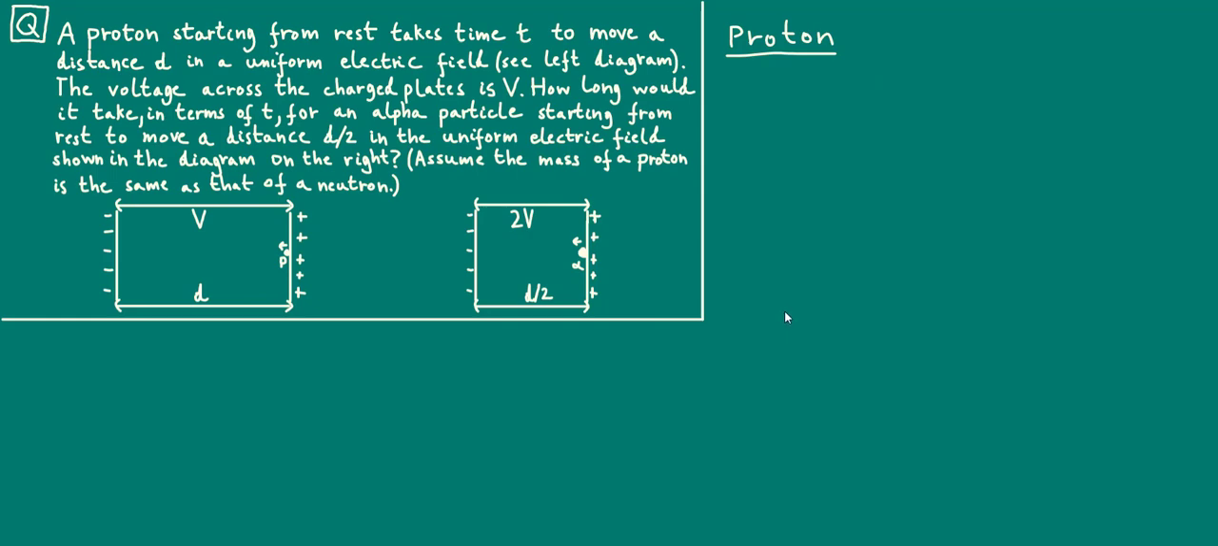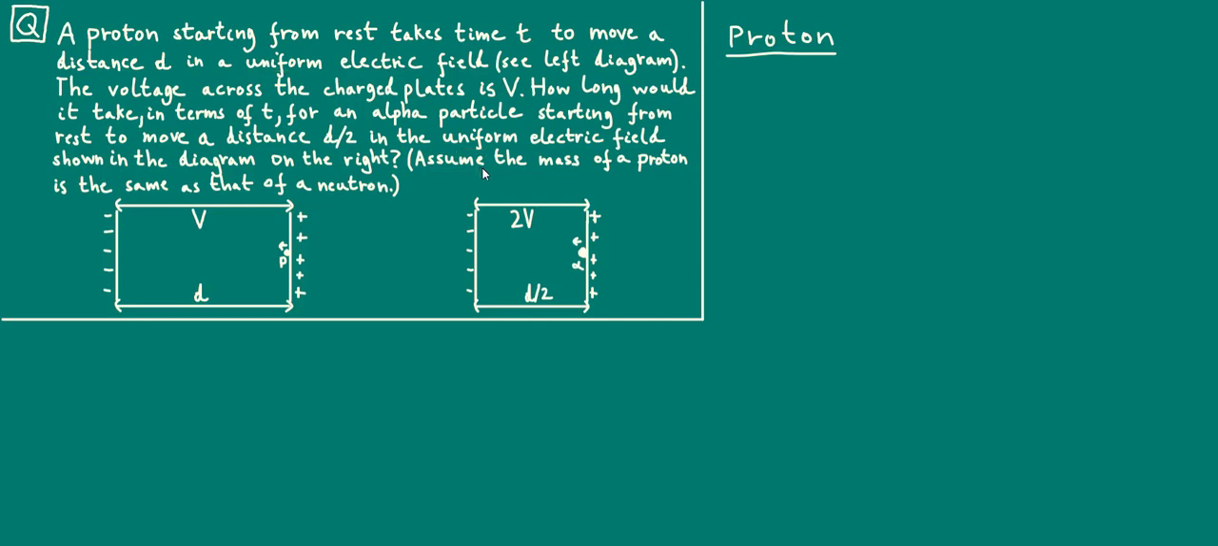Okay, welcome back. Let's first figure out how the time taken by the proton depends on the variables in the problem. Once we've worked that out, we can see what the effect of changing these variables will be on the time for the alpha particle. A key bit of info in the question is that both particles move in a uniform electric field.